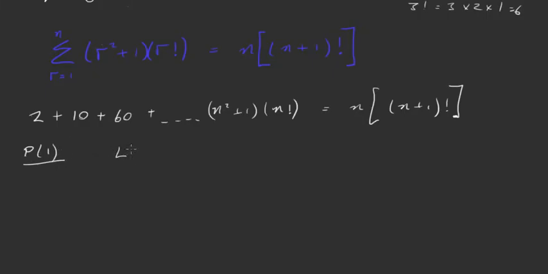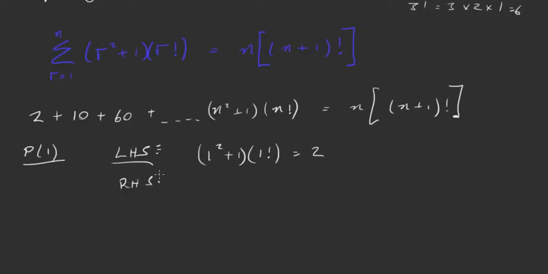So we're going to look at the left hand side first. The left hand side will give us 1 squared plus 1 times 1 factorial. So 1 squared plus 1, that's 2, 2 times 1, which will give us 2. And we've done that already here. We've seen that the first term here is 2. So let's look at the right hand side.